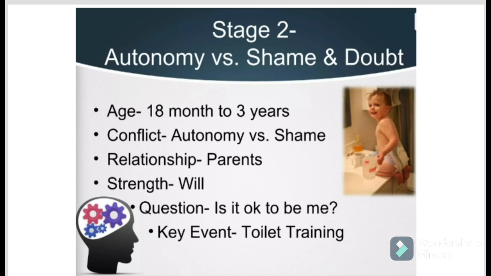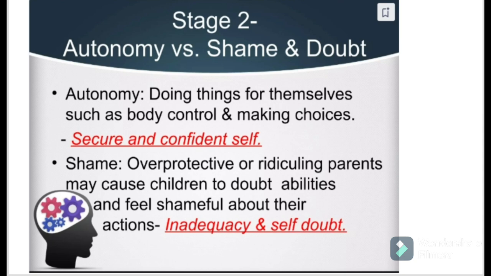Okay, so the key event is toilet training. If a child gets toilet training by 3 years, that means he gets the ability of autonomy. Okay, autonomy versus shame, you can also say doing things for themselves, then he gets security and confidence. And if he is overprotected, or has ridiculing parents or improper behavior, then he gets self-doubt.